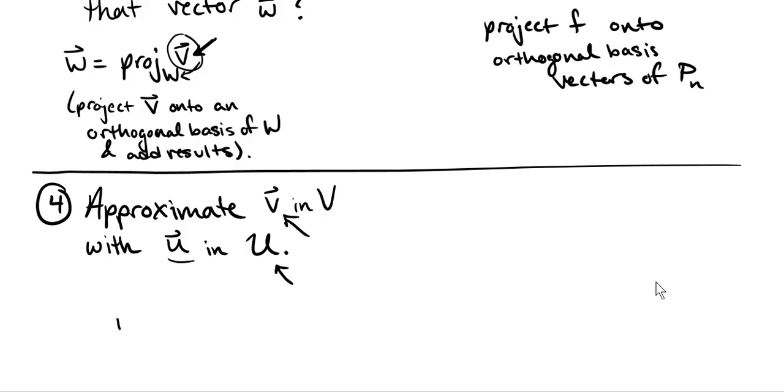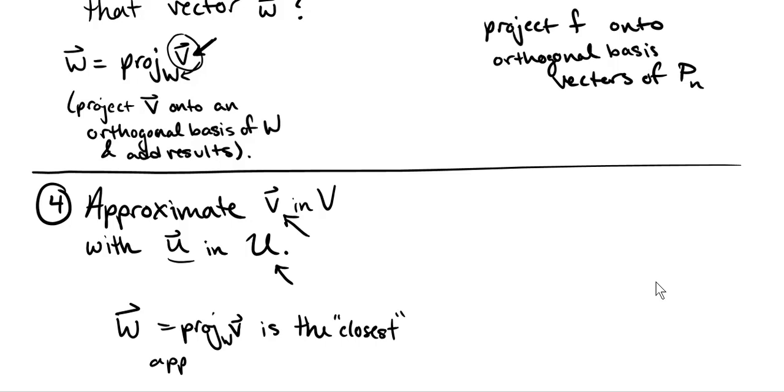So we'll say w equals that projection is the closest approximation. We'll see what closest means. It means closest in the sense of the inner product you're working with. The distance defined by that inner product is the closest approximation of v using just vectors in the subspace. Oh, I switched to U here for some reason. That should be a W. Sorry about that.